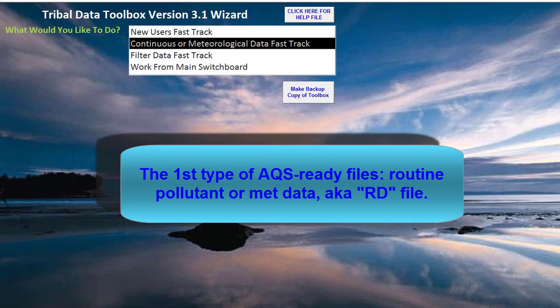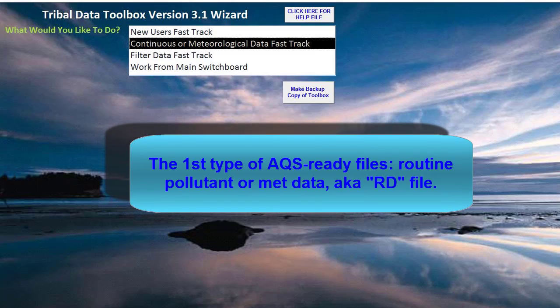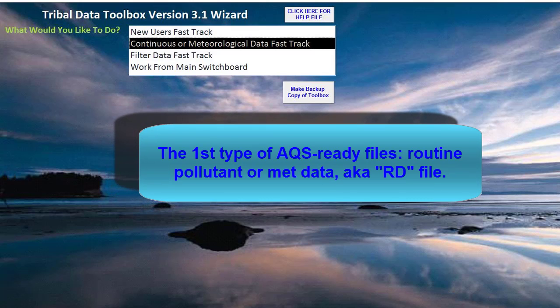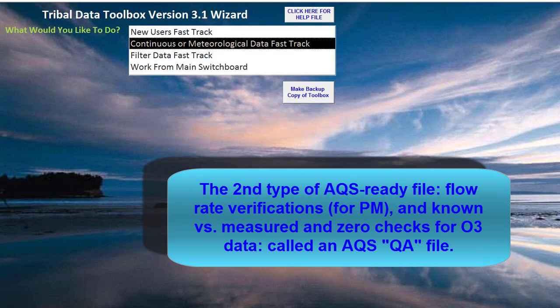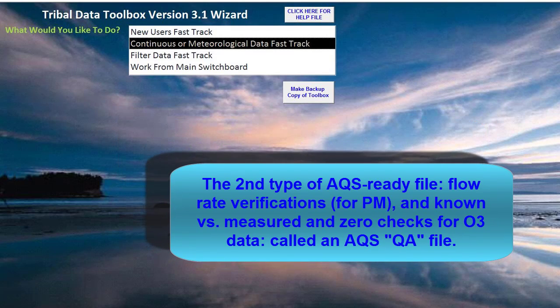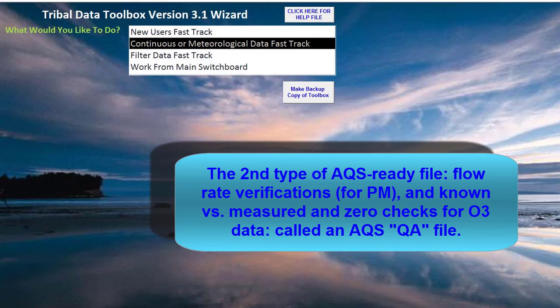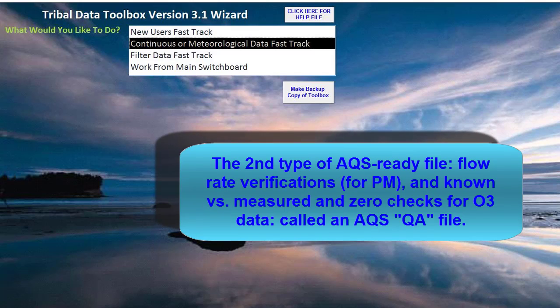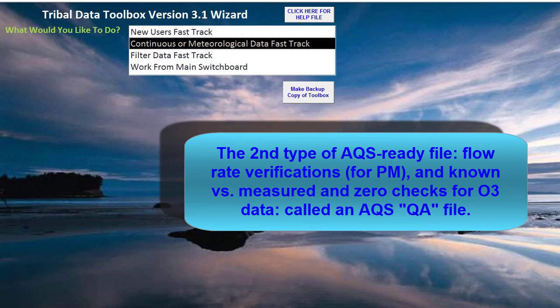So just so you know, there are two types of AQS formatted files that can be generated with the toolbox. The first type are the raw data files, and in AQS lingo this is called an RD file, and that includes the hourly plume or your MET parameter values that you collect. The second type of AQS formatted files are the QA/QC checks that you do, and in AQS lingo these are called QA files, and your QA files can include the results of your flow rate verifications if you're talking about PM data, or if you're talking about your gaseous pollutant data, that's the known versus measured checks.